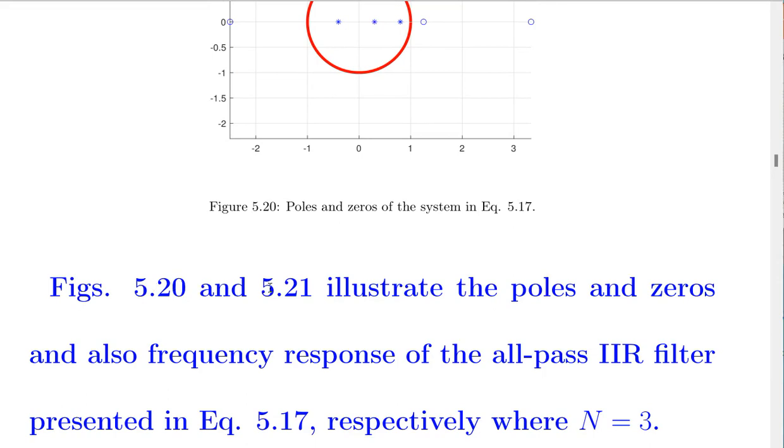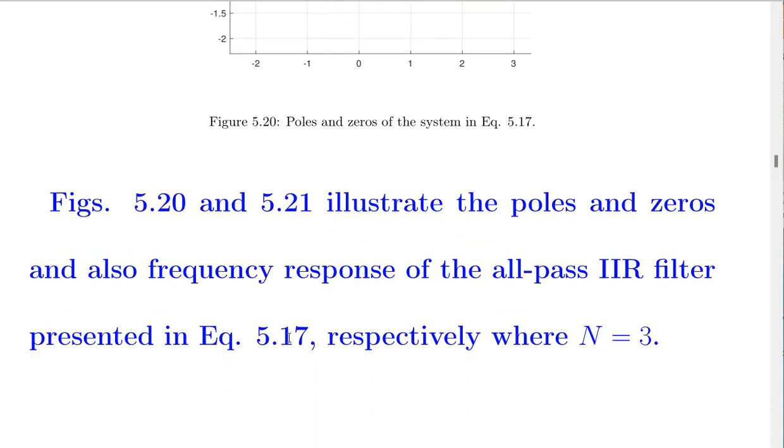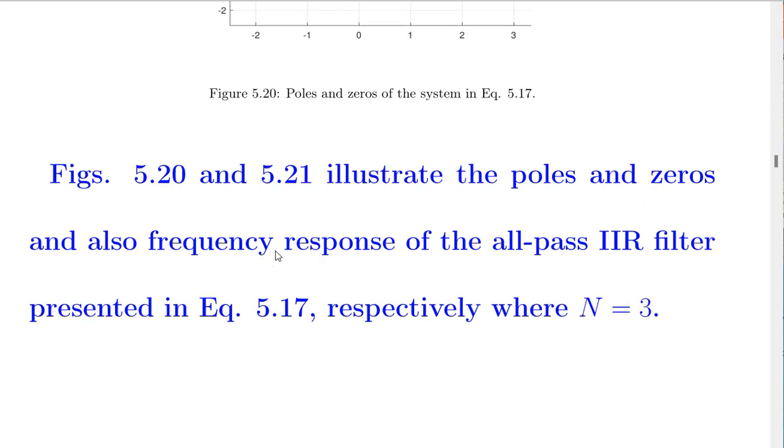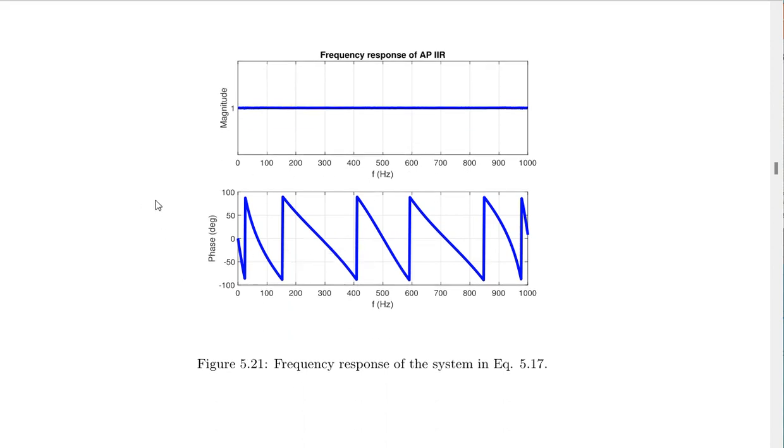Figures 5.20 and 21 illustrate the poles and zeros and also frequency response of the all-pass IIR filter presented in equation 5.70 respectively, where the degree n is equal to 3. Here you see the amplitude or magnitude is always 1. Permission granted for all frequencies up to 500 Hz when the sampling frequency is 1000 Hz. And here you see the idea about the phase.